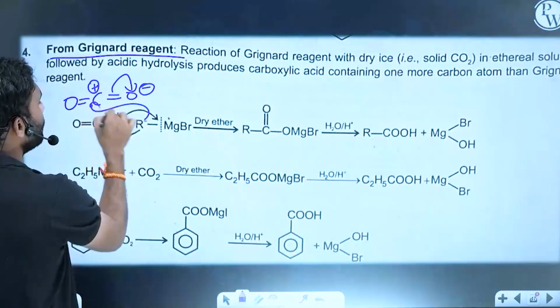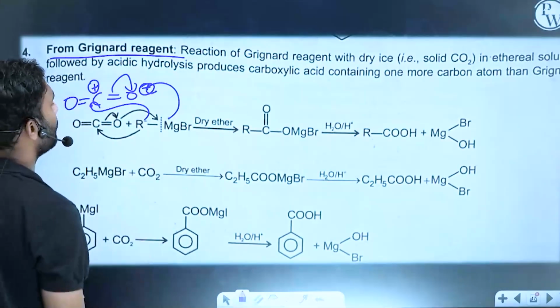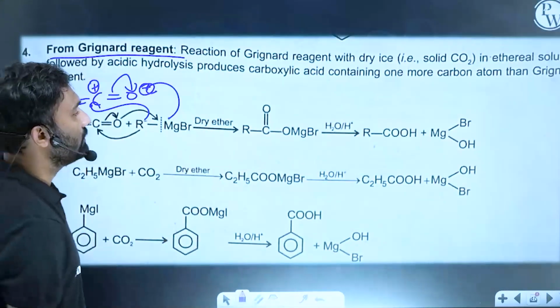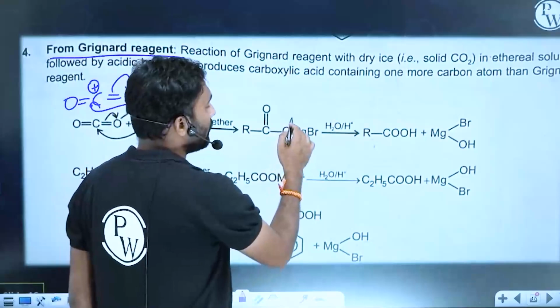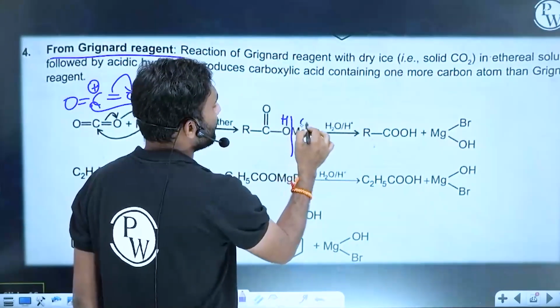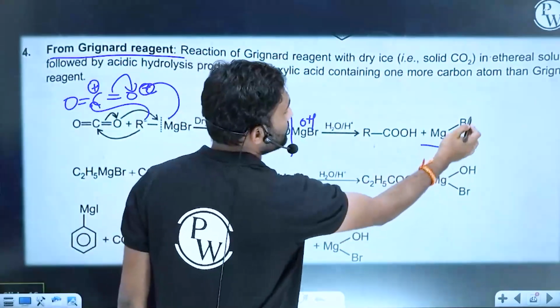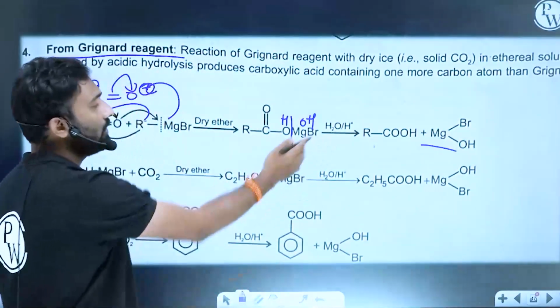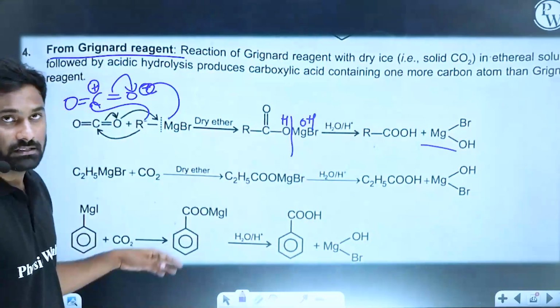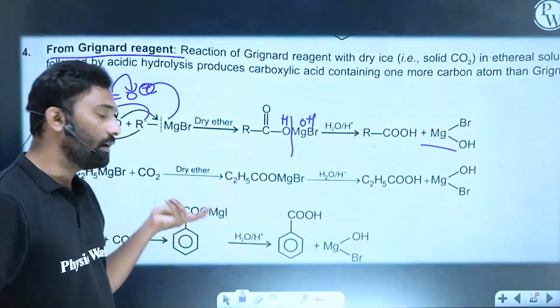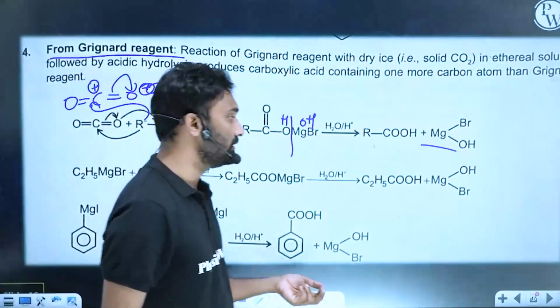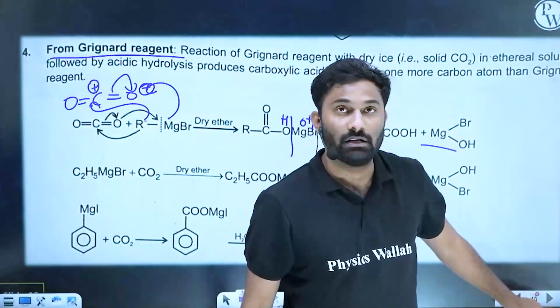In the Grignard reagent, the negative part will attack the positive carbon. Upon hydrolysis of this compound, the H will attack here and the OH here. This gives magnesium hydroxybromide, and what we are getting is the carboxylic acid. So from this preparation we can prepare the carboxylic acid.